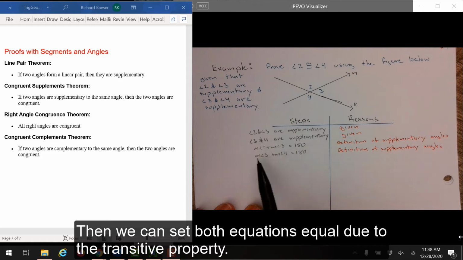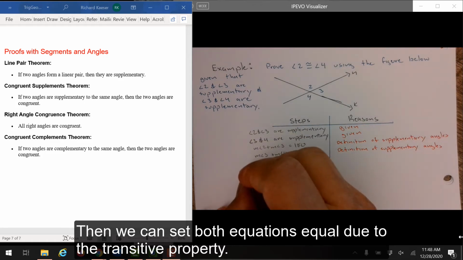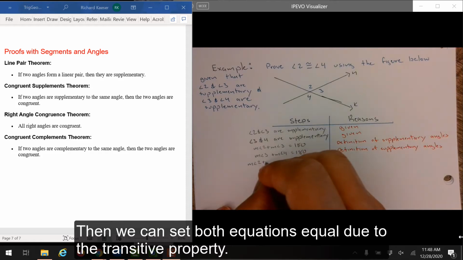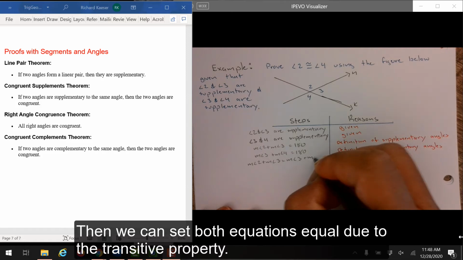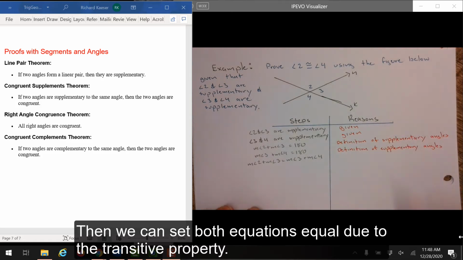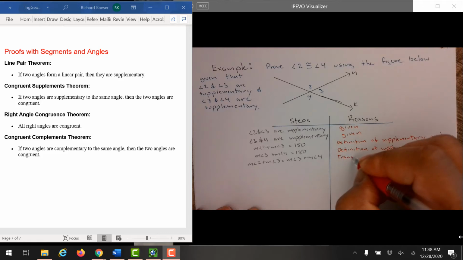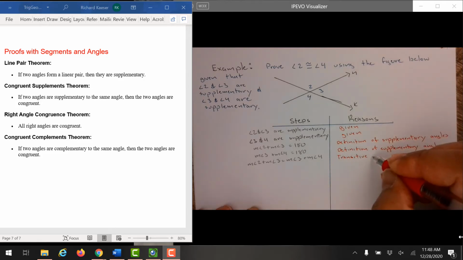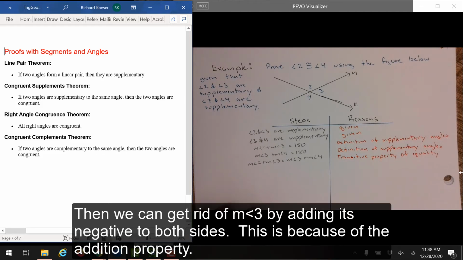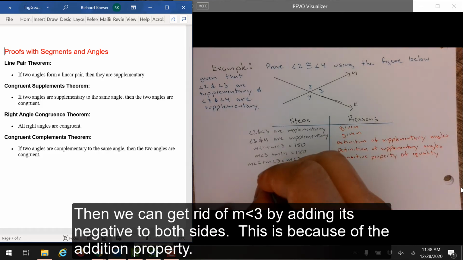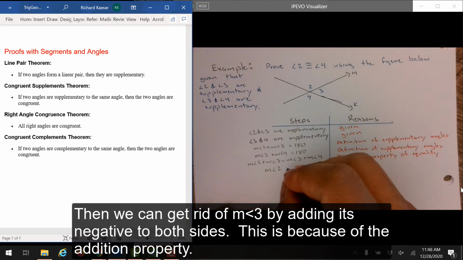Then we can set both equations equal due to the transitive property. Then we can get rid of measure of angle 3 by adding its negative to both sides. This is because of the addition property.